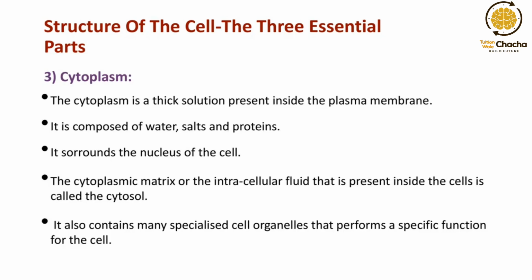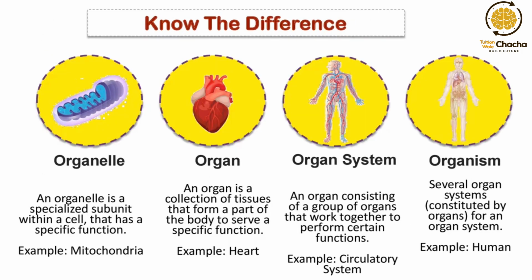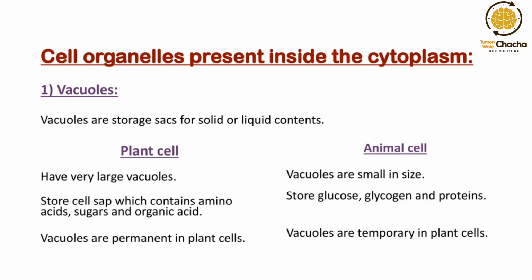3. Cytoplasm. The cytoplasm is a thick solution present inside the plasma membrane. It is composed of water, salts and proteins. It surrounds the nucleus of the cell. The cytoplasmic matrix or the intracellular fluid that is present inside the cells is called the cytosol. It also contains many specialized cell organelles that perform a specific function for the cell. Cell organelles present inside the cytoplasm.